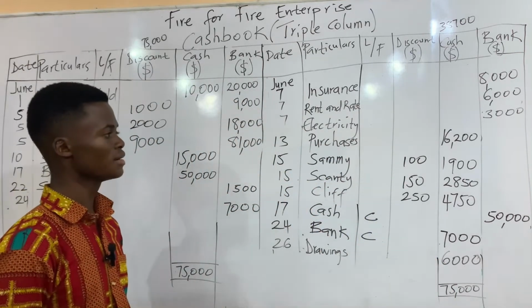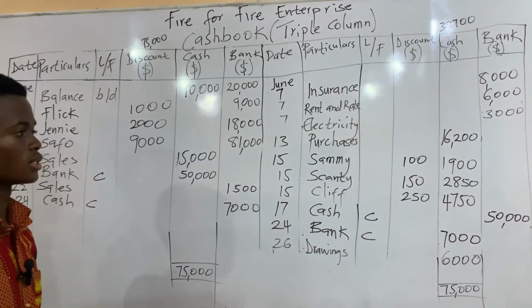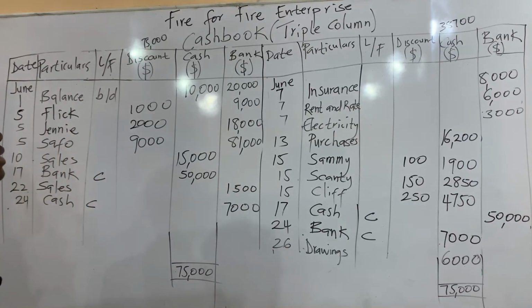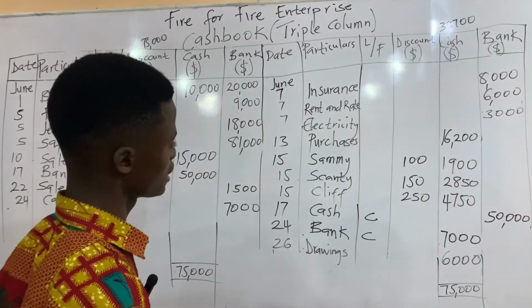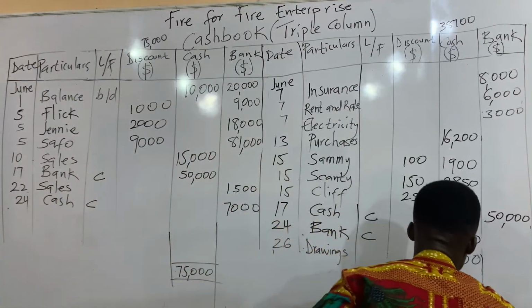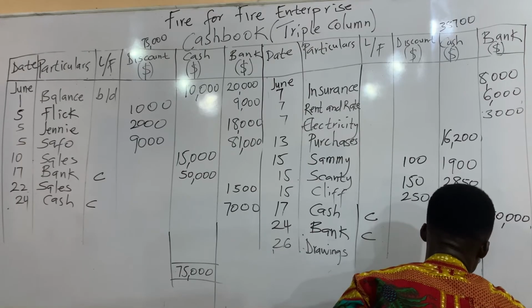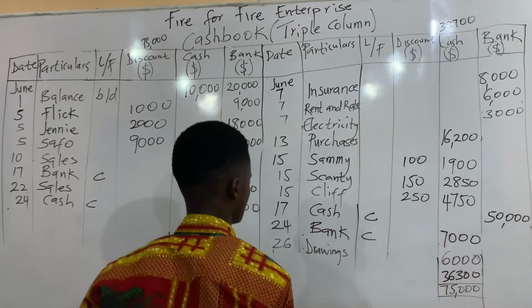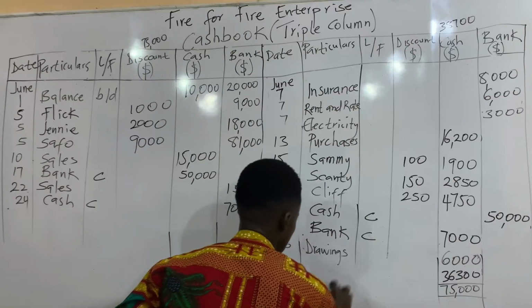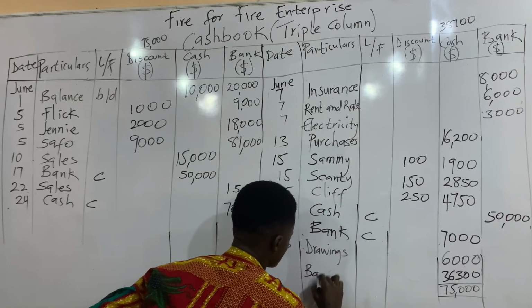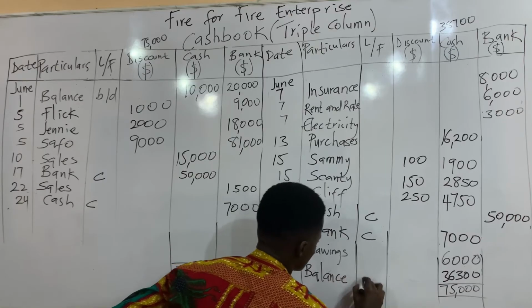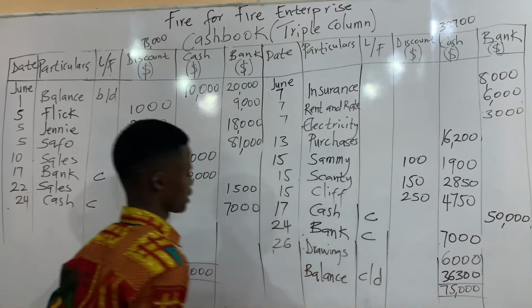So after closing off both sides with a greater total, then we need to find the difference between the two totals and put the difference on the side with a shortage. So the difference between the two is $36,300, and the side with the shortage is the credit side. So we will insert the difference on the credit side, $36,300, and that difference will be named as balance C/D, or balance carried down.